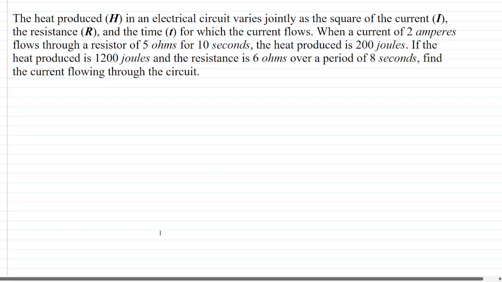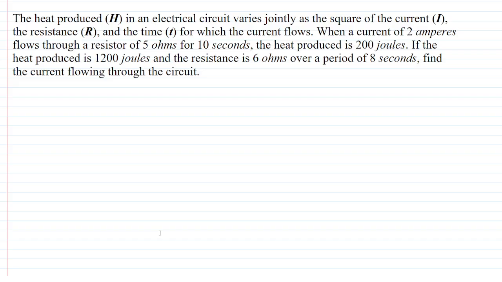We have a question on variation here. It said the heat produced in an electrical circuit varies jointly as the square of the current, the resistor, and the time for which the current flows. When a current of 2 amperes flows through a resistor of 5 ohms for 10 seconds, the heat produced is 200 joules. If the heat produced is 1200 joules and the resistance is 6 ohms over a period of 8 seconds, find the current flowing through the circuit.